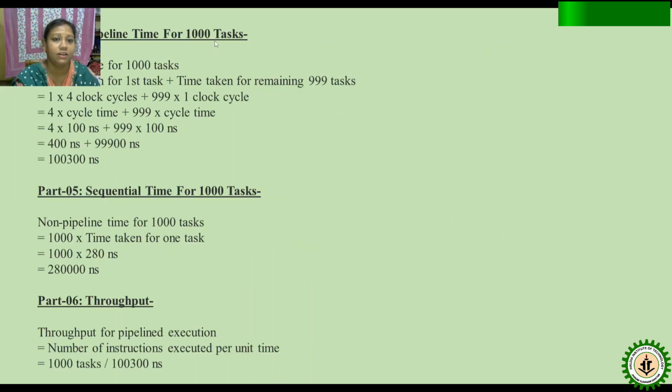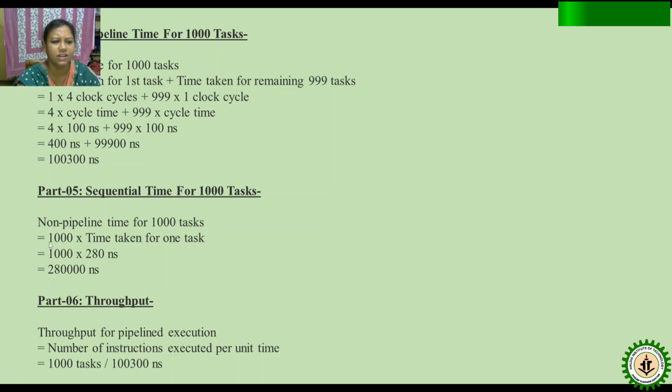Now pipeline time for 1000 tasks. The pipeline time for 1000 tasks is the time taken for the first task plus the time taken for the remaining 999 tasks. So 1 into 4 clock cycles plus 999 into 1 clock cycle. So 4 into the cycle time, what is the cycle time? It is 100. So 4 into 100, because there are 4 stages, plus 999 into 100. So the time is 400 plus 99,900, that is 100,300 nanoseconds. So this is the pipeline time for 1000 tasks.